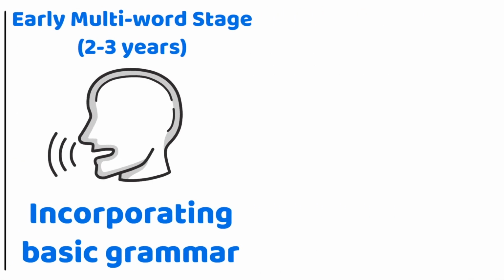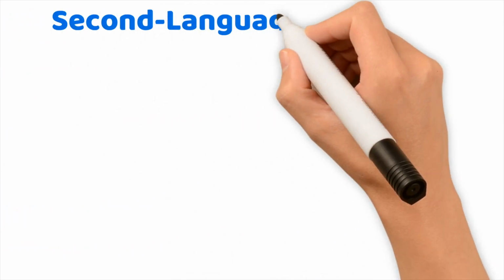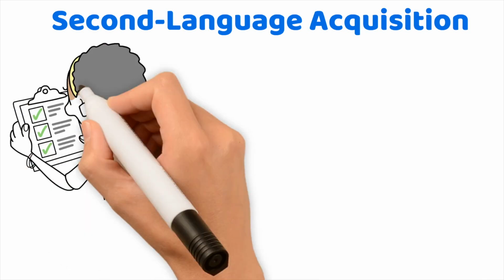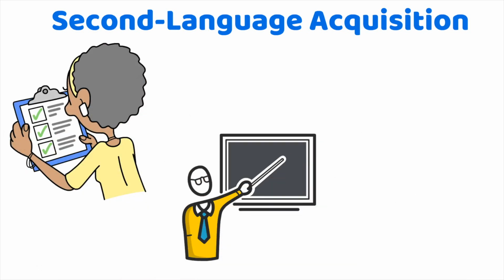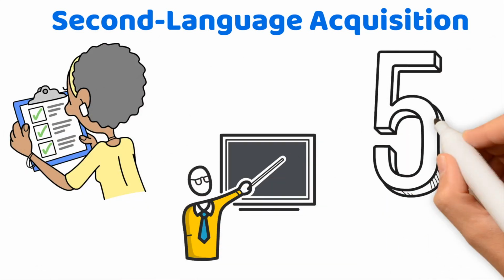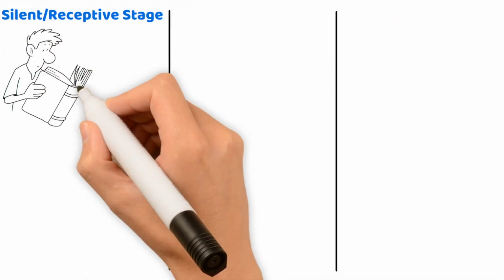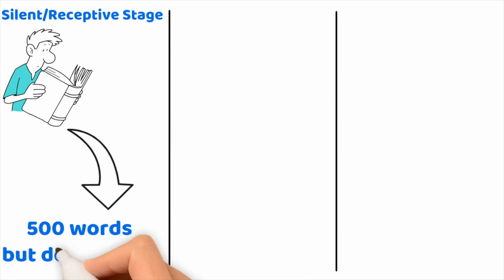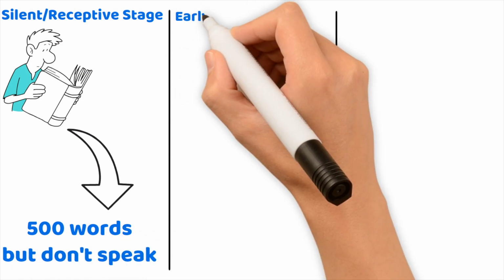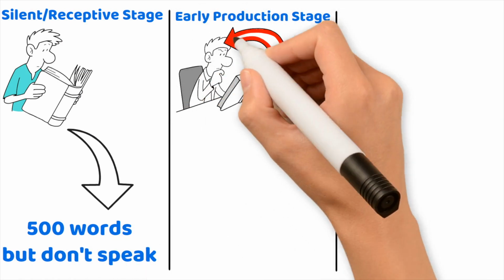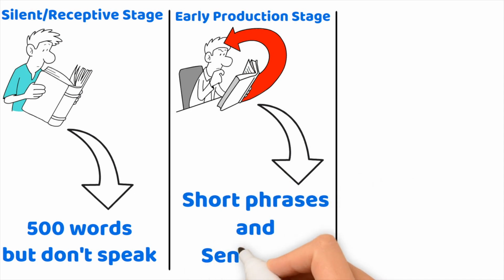Moving to the second key concept, which is all about second language acquisition. While taking your teacher certification exam, be able to demonstrate your understanding of the following 5 stages. First, we have the silent receptive stage, where learners understand up to 500 words but don't speak. Then, there's the early production stage, where learners start using short phrases and sentences.